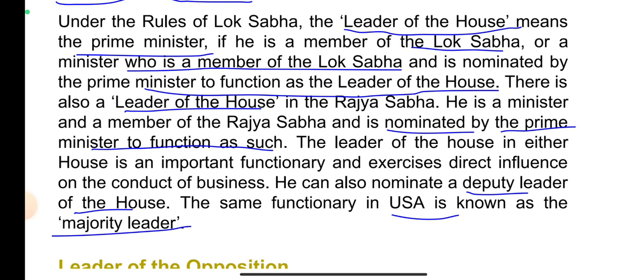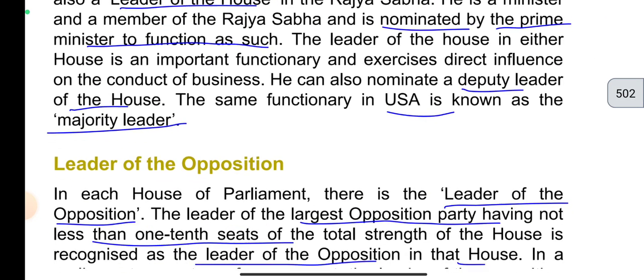Okay, now the leader of the house in either house is an important functionary and exercises direct influence on the conduct of business. He can also nominate a deputy leader of the house. The same functionary in the US is known as the majority leader.